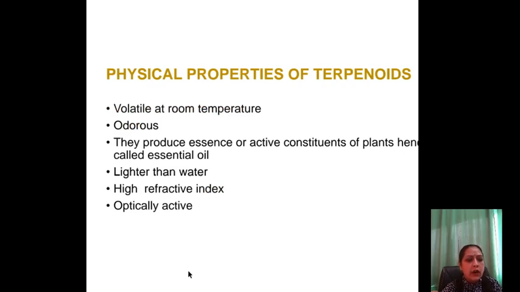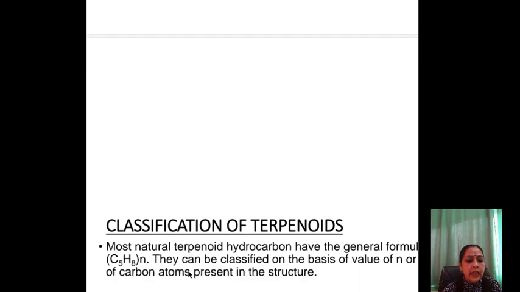And what are the physical properties of terpenoids? They are volatile at room temperature, odorless, and they produce the essence and active function of plants called essential oils. They are lighter than water, and they are optically active compounds.